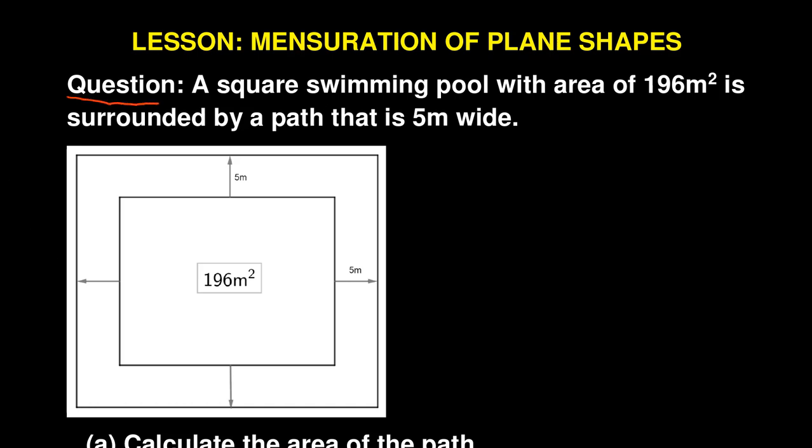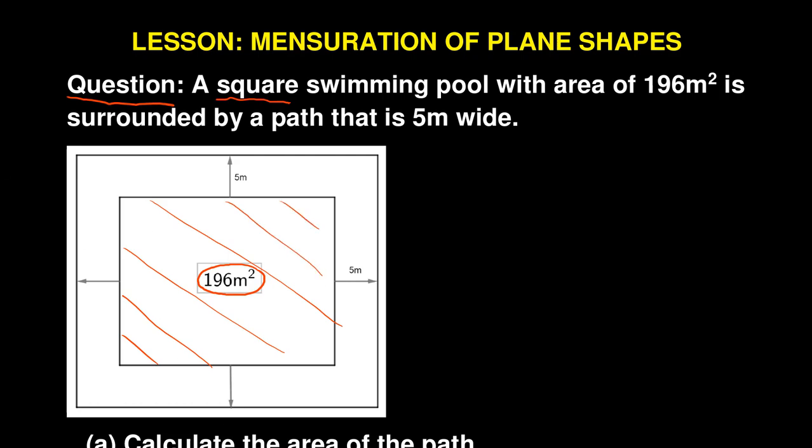Now let us look at this question. It says a square swimming pool. So the keyword, as I have read already, is square. When they talk about a square, one thing you need to know is that a square has all four sides being equal. So you must remember that. It says a square swimming pool with an area of 196 square meters. I see they have already given it inside there as 196. So this is a swimming pool. It means what we have inside here is the swimming pool that they are talking about.